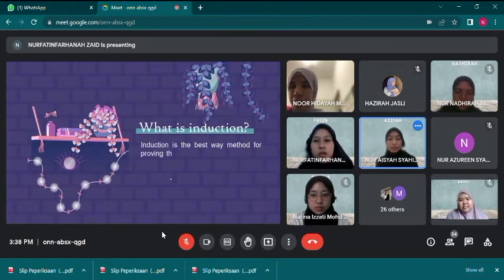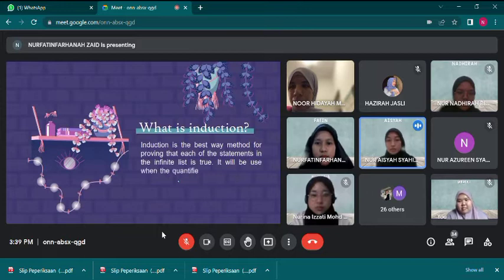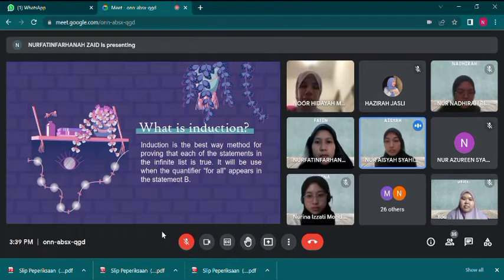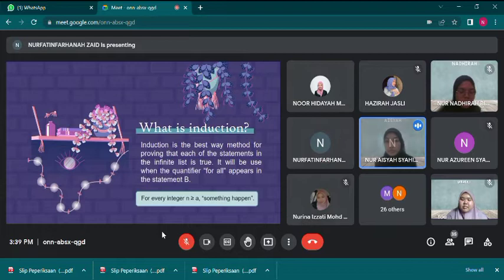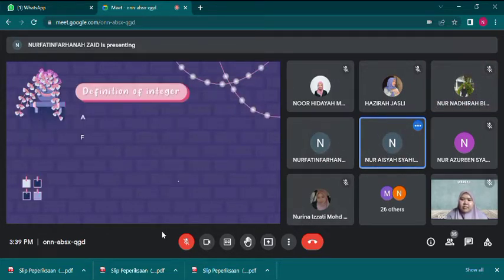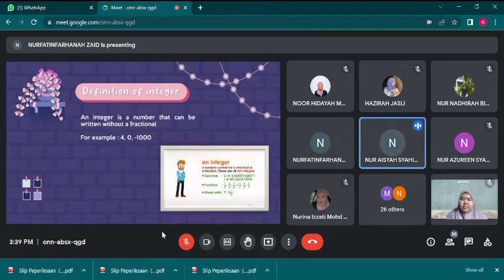Next. So, what is induction? Induction is the best method for proving that each of the statements in an infinite list is true. It will be used when the quantifier "for all" appears in the statement. Next, for every integer n more than or equal to a, something happens. Next. So, in induction, we will use integer numbers.